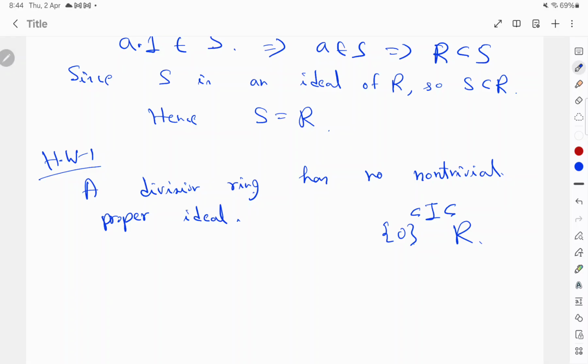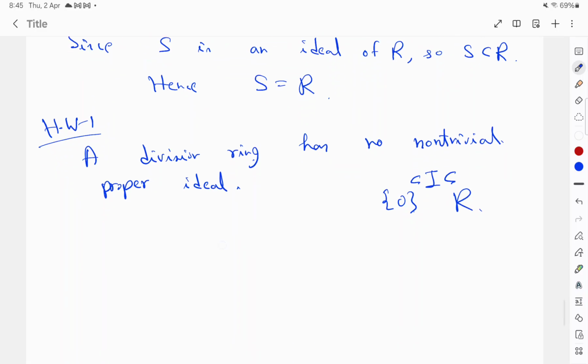How do you have to prove this type of thing? Basically you know in a division ring every element is a unit. All right, so if you have that unit, and we have already proved that if you have a unit, then one belongs to that set, and if one belongs to that set, then that will be equal to the whole ring, right? So in this way you have to prove. So this is your homework, just write it up, nothing else.